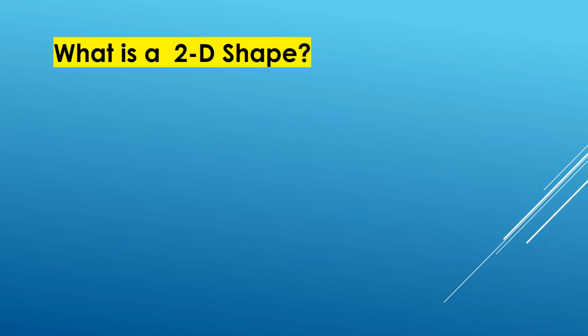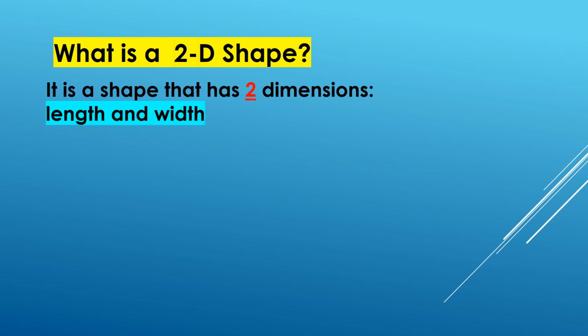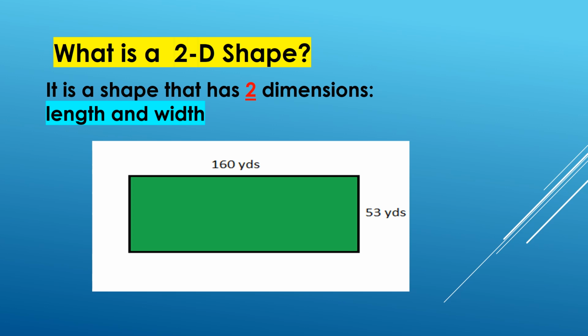Now let me ask you this question. What's a 2D shape? By the way, you studied these 2D shapes. You remember the previous lesson about polygons? A 2D shape is a shape that has two dimensions, length and width. What does this mean? We studied this polygon before. Do you remember what's the name of this polygon? Yes, it's a rectangle. And it has one side that's longer than the other.